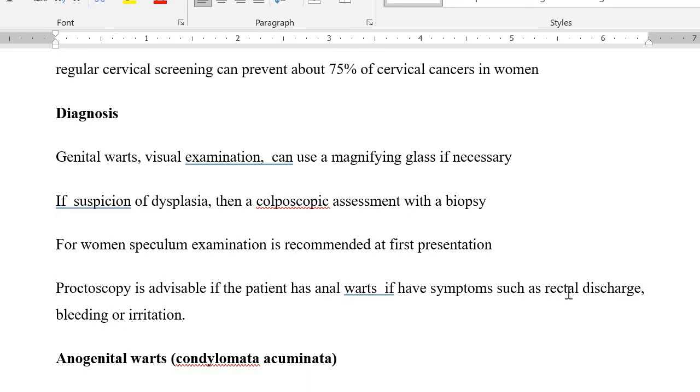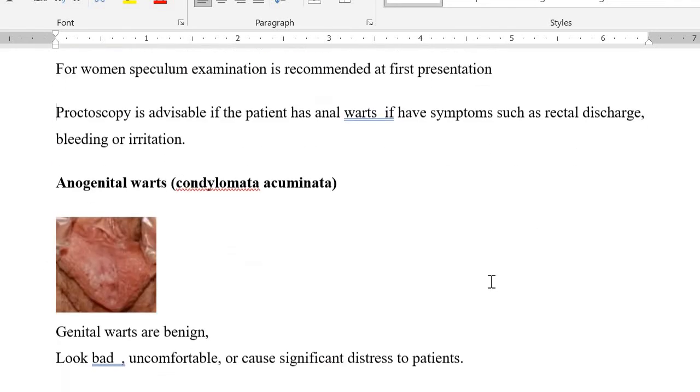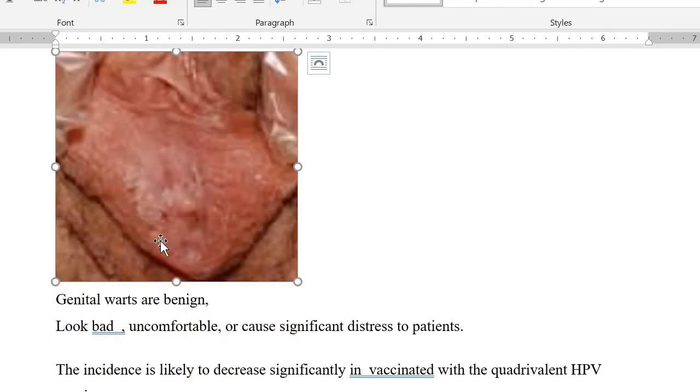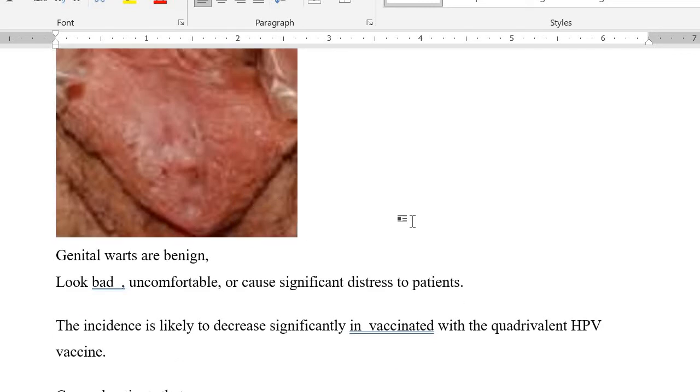If they have symptoms like rectal discharge, bleeding, or irritation. Human papillomavirus can cause persistent itching, which will not respond to anything. The anogenital warts, or condyloma acuminata, this is how they look. If you see, they can have variable presentation, but here you can see that these are the warts. Simple lesions are there. They look like transparent lesions, but they can be present in the genital area. So they are transparent, human papillomavirus type 6 and 11. These are benign, but they look bad, uncomfortable. They cause stress to the patient.